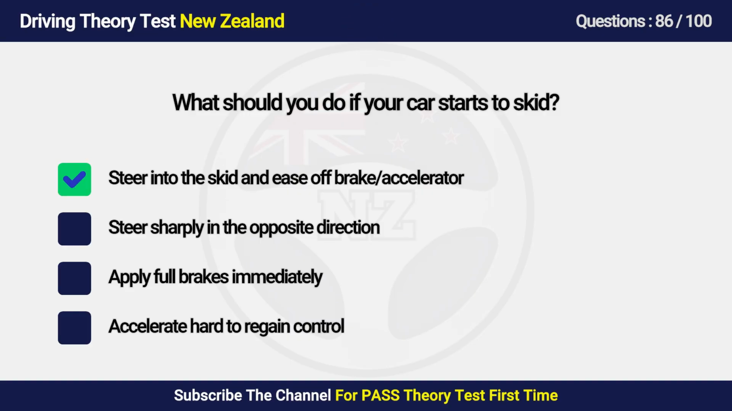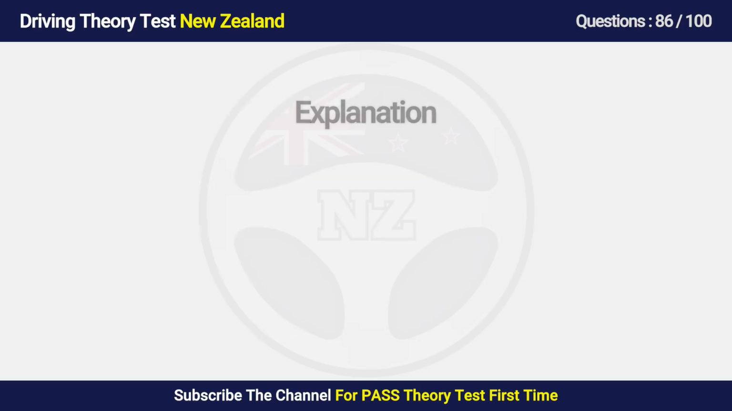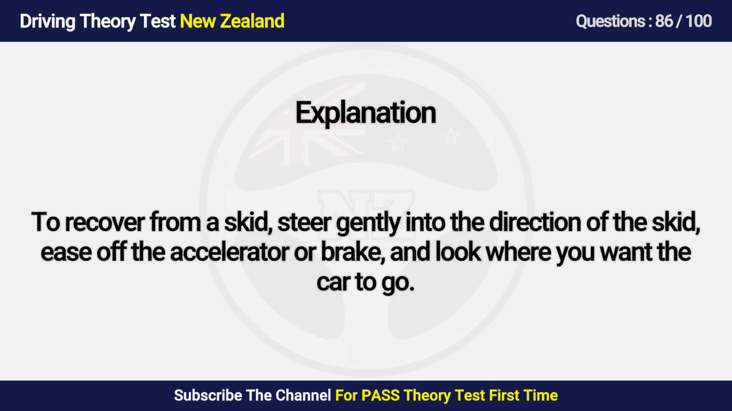Answer is A. Steer into the skid and ease off. To recover from a skid, steer gently into the direction of the skid, ease off the accelerator or brake, and look where you want the car to go.